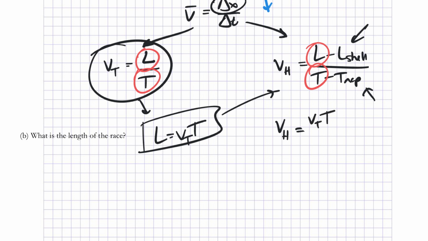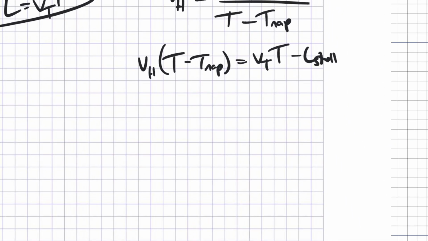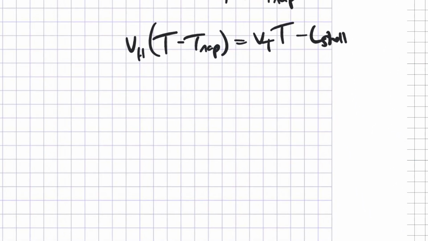Velocity of the tortoise times time minus L shell divided by T minus T nap. Because now we need to solve for T. That's kind of annoying, but we can do that. So we'll say VH times T minus T nap equals VT times T minus L shell. Okay, here we go. Let's see, VH T minus VH T nap equals VT times T minus L shell.